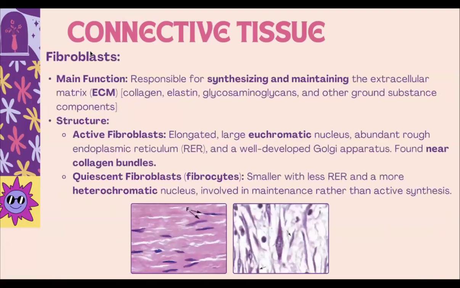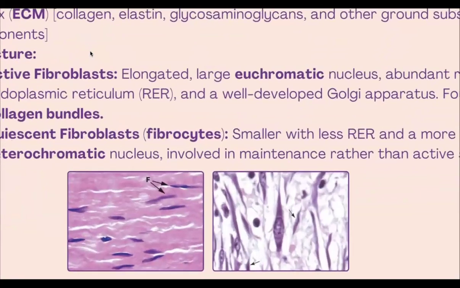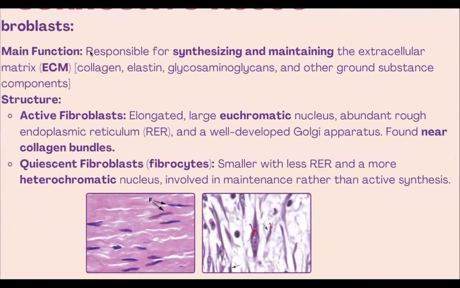So if we go down one by one, fibroblasts, their main function is, again, they make the entire extracellular matrix. So they're maintaining it and synthesizing it. Then you have the structure. There are two types of fibroblasts. They can be active or they can be quiescent. Quiescent just means they're not very active. So think of it like quiet. So active fibroblasts, the way to note them is, these are active fibroblasts versus these which are not active. Active fibroblasts are long, they're elongated.